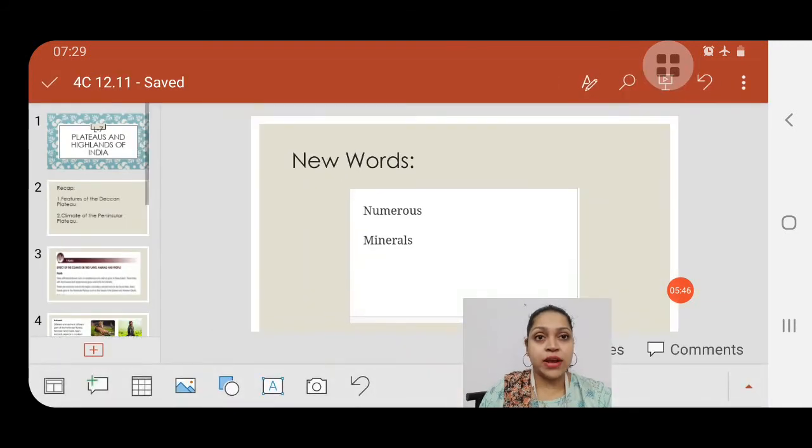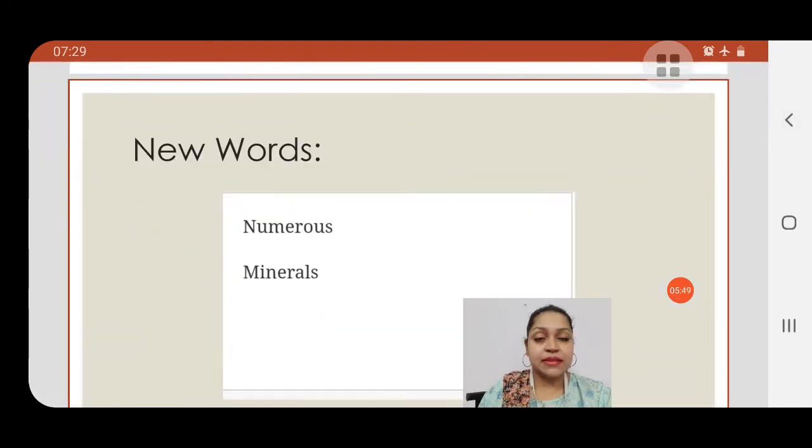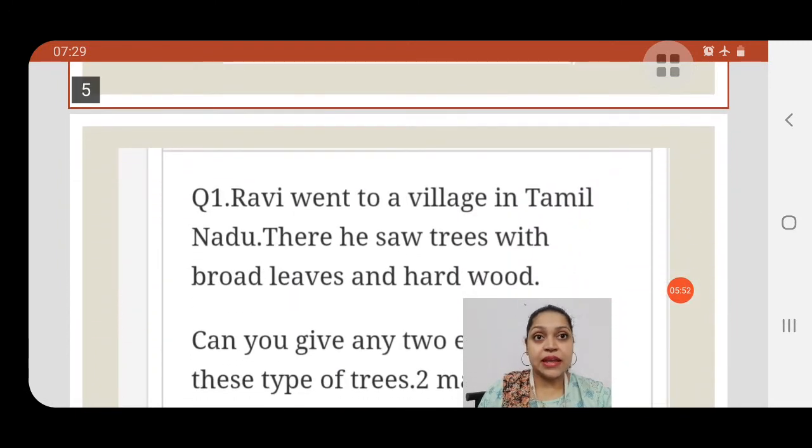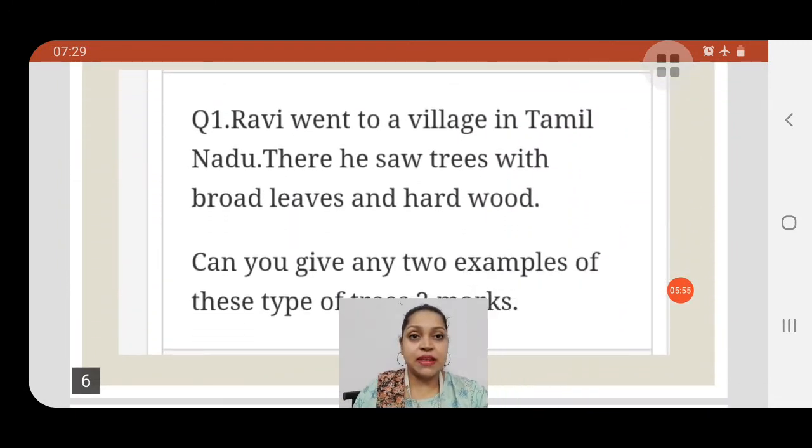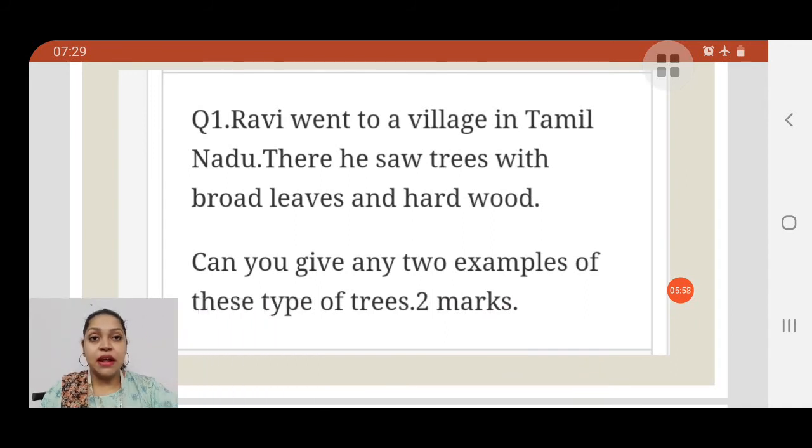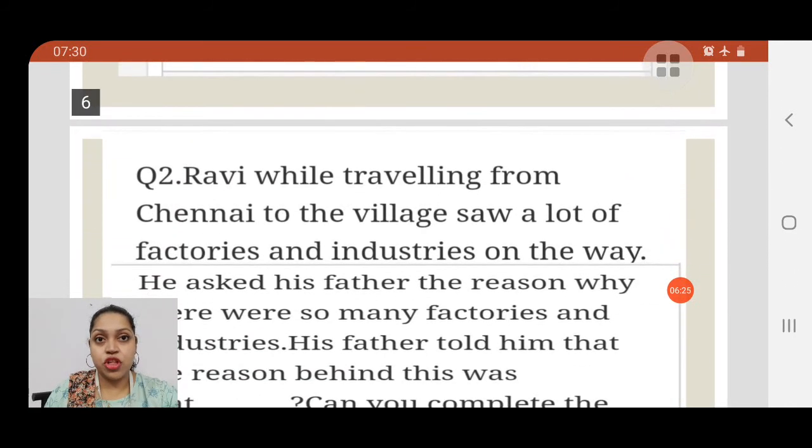Now we come to the most important part, that is the thinking question. So what is this thinking question, children? Ravi went to a village in Tamil Nadu. There he saw trees with broad leaves and hard wood. Can you give any two examples of these type of trees? It is for 2 marks. You will have to give examples of any two of these type of trees. Think and give.